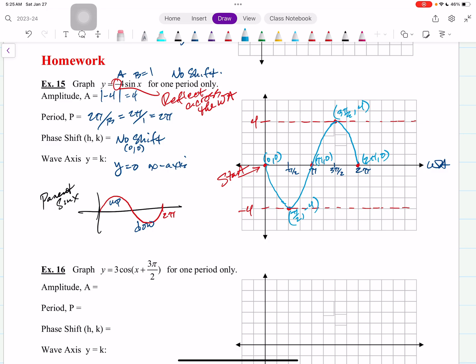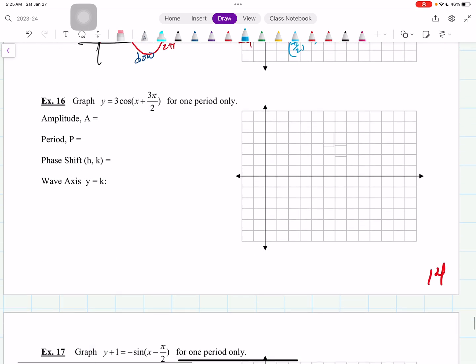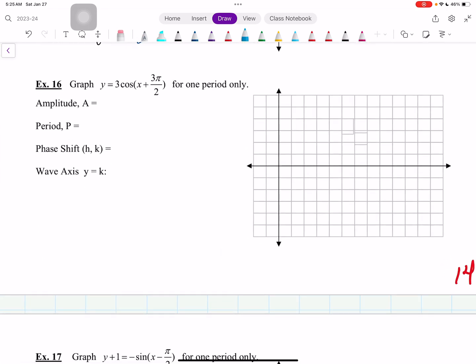I'm looking at number 16 here. Ooh, that has a shift. Let's do one more for funsies right now. If you want to stop the video, go ahead. If you need it, keep it running, or pause and play it. Try it and then check it. That's what I would suggest.